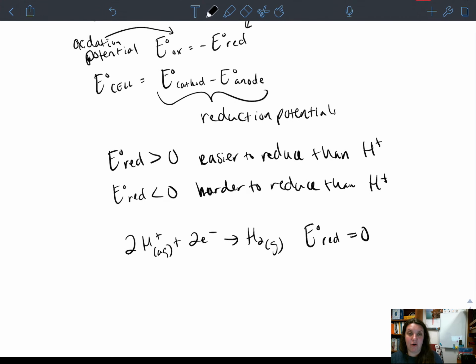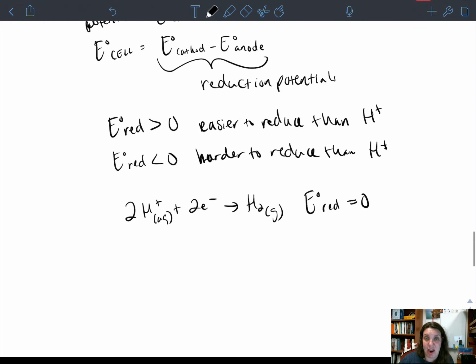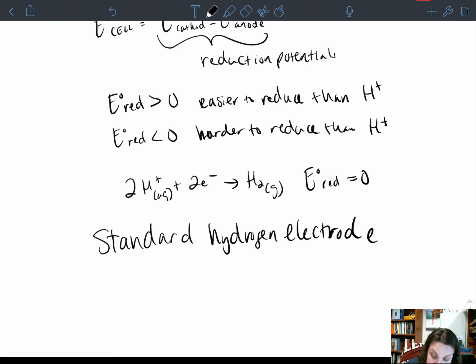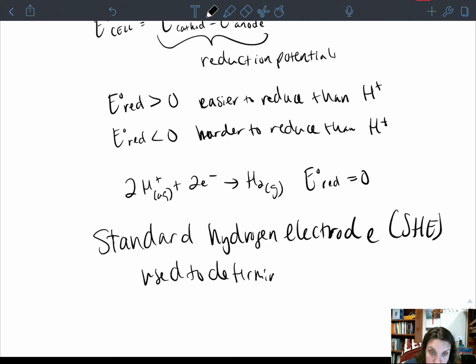And all metals have been compared to hydrogen in what's called a standard hydrogen electrode. So you have a standard hydrogen electrode called SHE, and it's used to determine the reduction potential of metals.